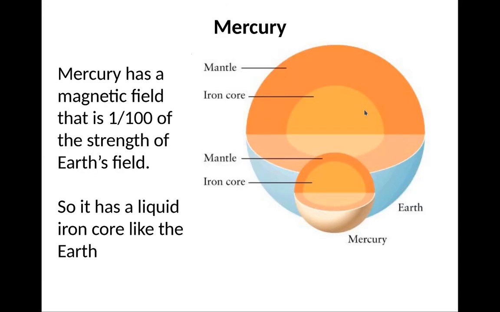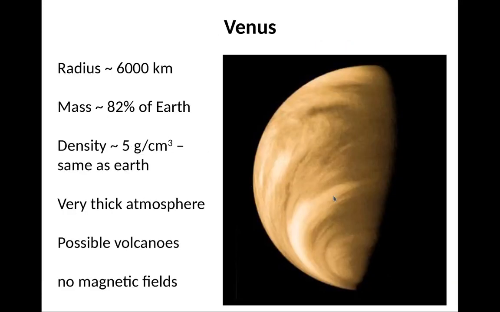Mercury has a magnetic field. It's not super strong. It's 1/100 the strength of the Earth's magnetic field. So that also means, like Earth, it must have some sort of iron core, a liquid iron core, which is in motion.